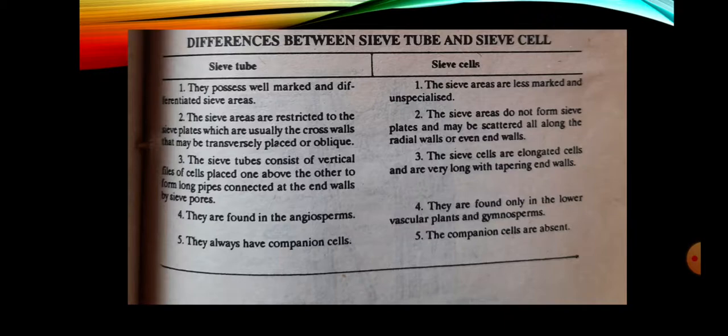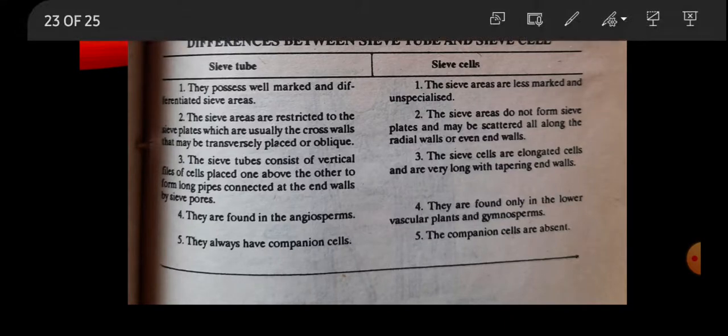Sieve tubes possess well marked and differentiated sieve areas. In a sieve tube, many sieve cells are arranged. Sieve cells are less marked, while sieve tubes have a much greater number, so these are well marked. Now, these sieve cell areas do not form a sieve plate, and they are scattered all along the radial walls or even the end walls.